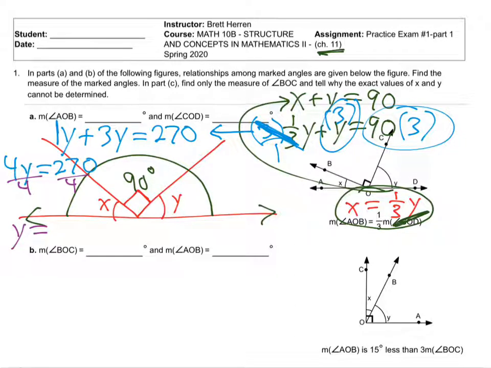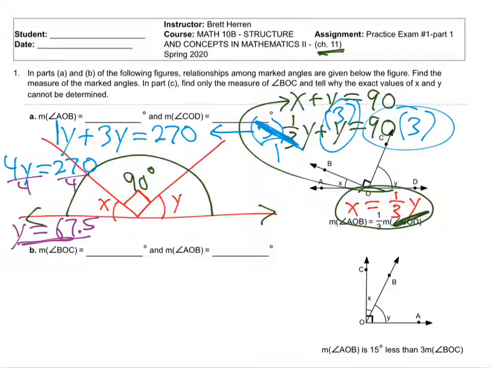67.5. Thank you. So that's y, 67.5. And now, how do we get x? So we got y. Is everybody good with that? How do we now get x?